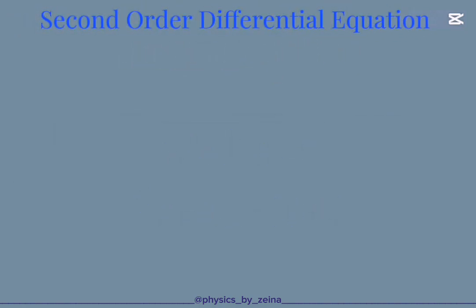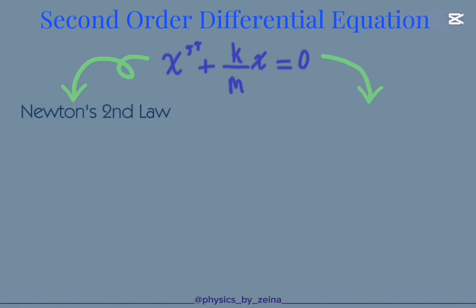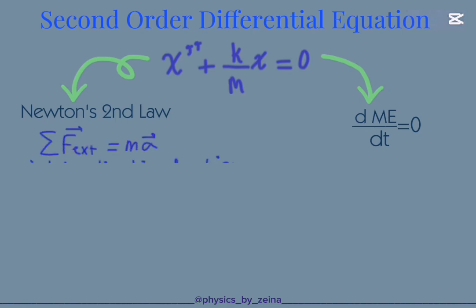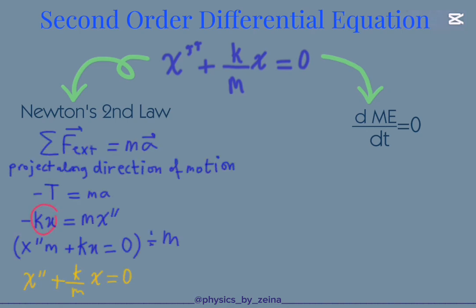The time equation that can help us study the behavior of the block at any time t can be derived in two ways, either using Newton's second law or the law of conservation of mechanical energy. We know that the sum of the external forces is equal to ma. Projecting along the direction of motion, we get minus T equals ma. It is negative since it is opposite to the direction of motion during elongation, where T is equal to kx. k is the stiffness constant.